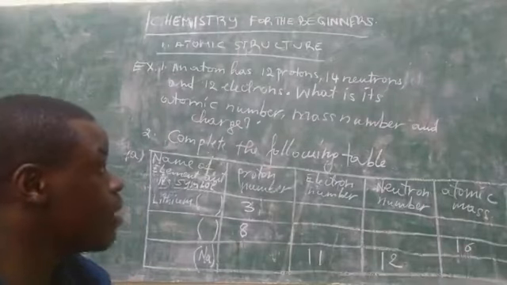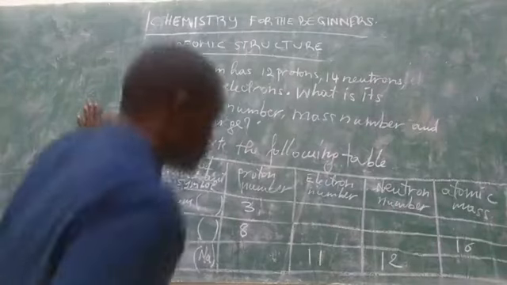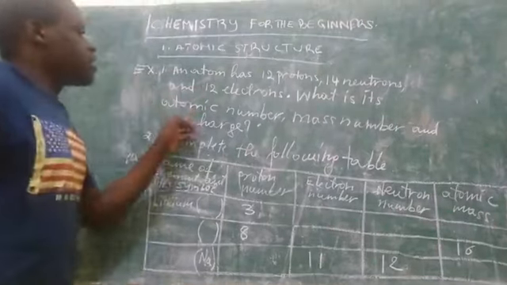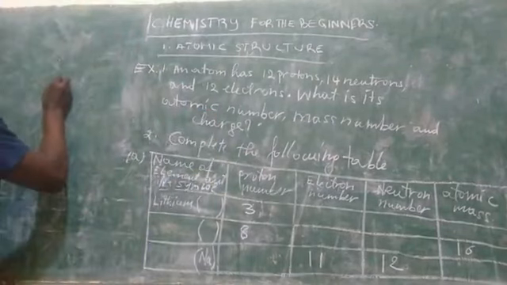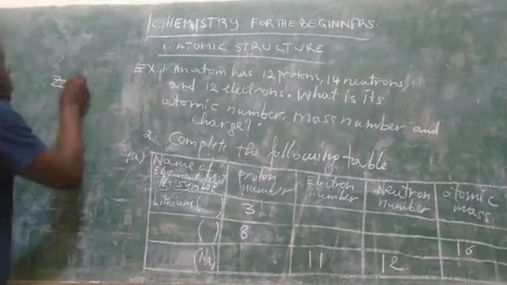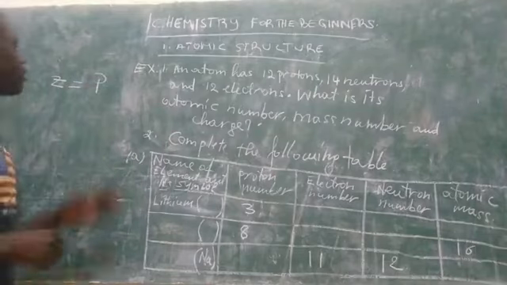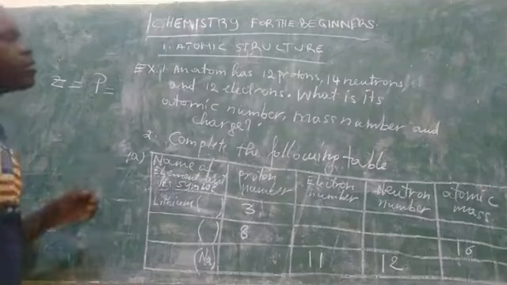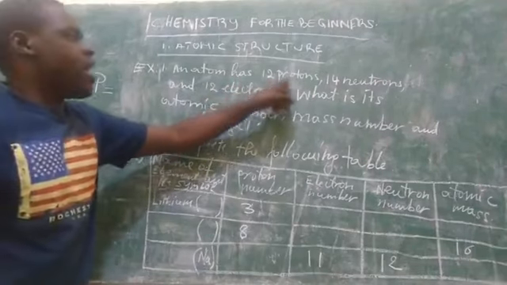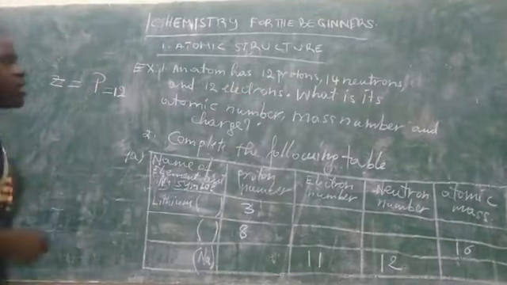So here, let us try to answer. Number 1, what is the atomic number? Atomic number is always Z. It is equal to the number of protons. They say they have 12 protons, so it is 12.